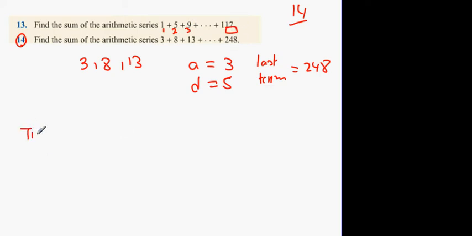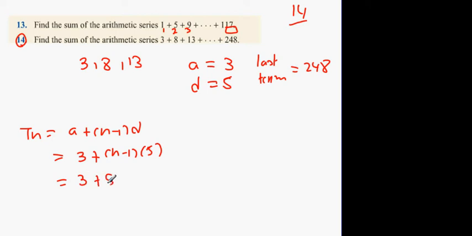So what we're going to do is get Tn, which is a plus n minus 1 times d. We're going to get 3 plus n minus 1 times 5, and then 3 plus 5n minus 5, and that's going to be 5n minus 2. So Tn is 5n minus 2.